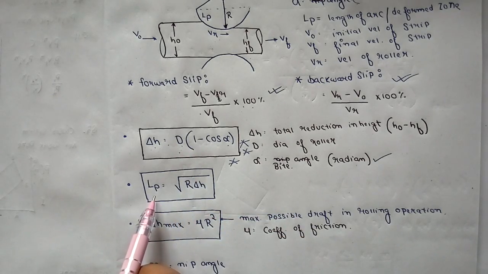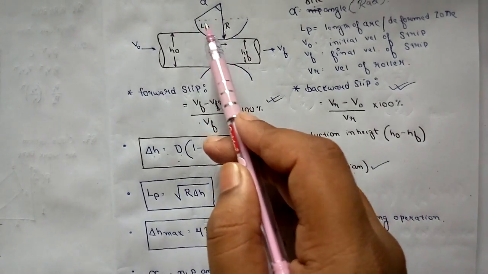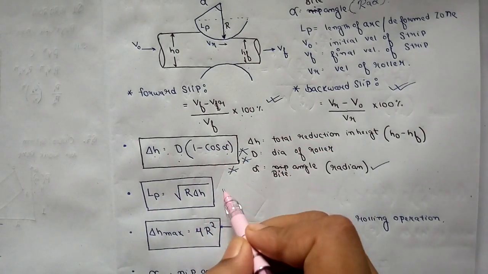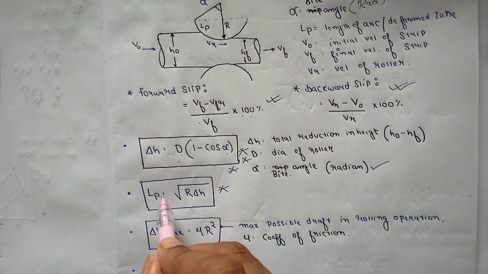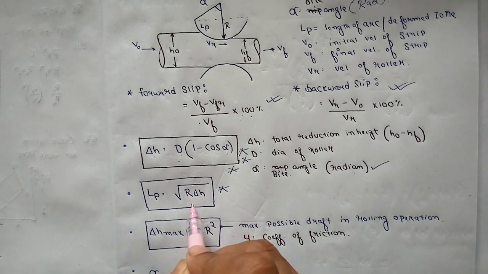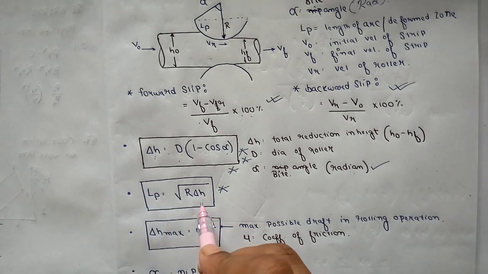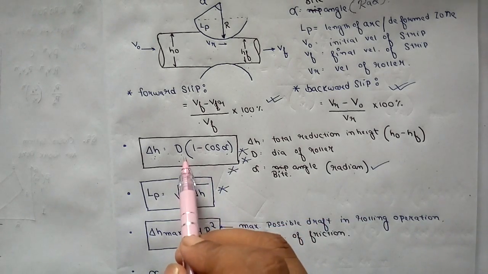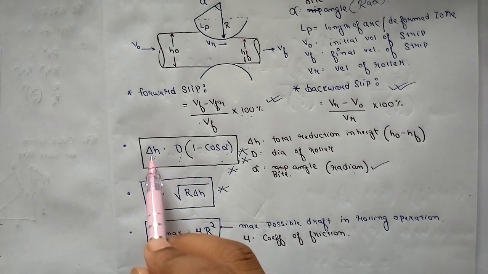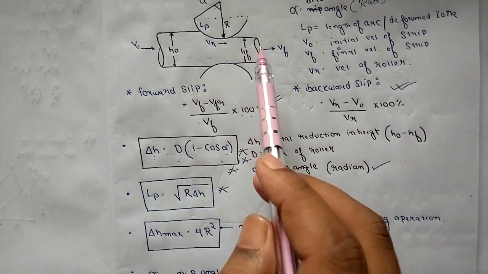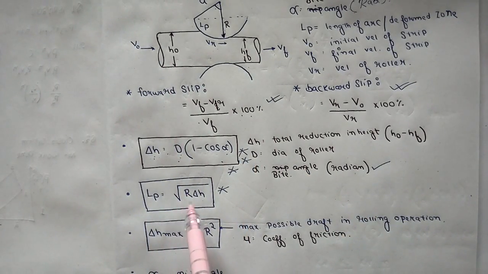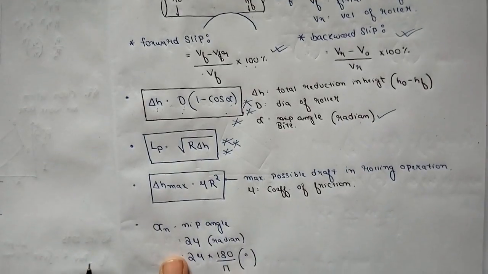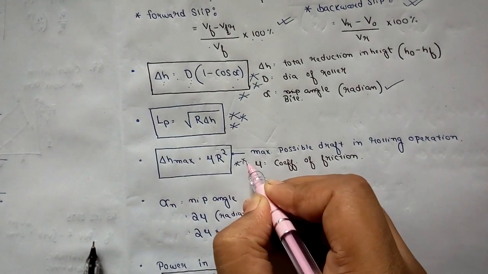Then the next thing is Lp, the deformation zone, or I can say the length of the arc. This also comes in the exam very often: Lp equals root over r into del h, where r is the radius of the roller. Del h will simply be h0 minus hf. If h0 and hf are not given, then you have to use this formula, and if they are given, you can directly write del h equals h0 minus hf. So Lp equals root over r del h. This is also a very important formula, you have to remember it to solve any kind of question.